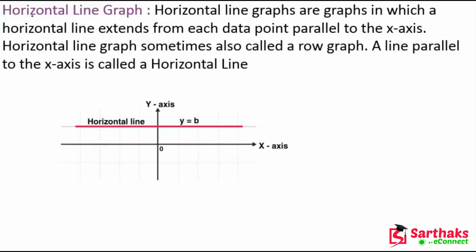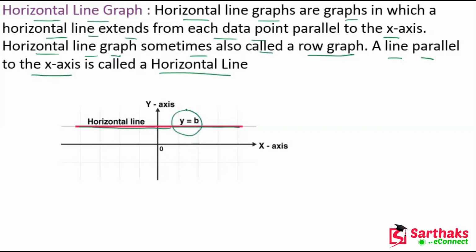Yes. Now let's see the horizontal line graph. Horizontal line graphs are graphs in which a horizontal line extends from each data point, parallel to the x-axis. So a horizontal line graph is sometimes also called a row graph. Got it? So a line parallel to the x-axis is called a horizontal line. Here you can see that this is our horizontal line because it is parallel to the x-axis.